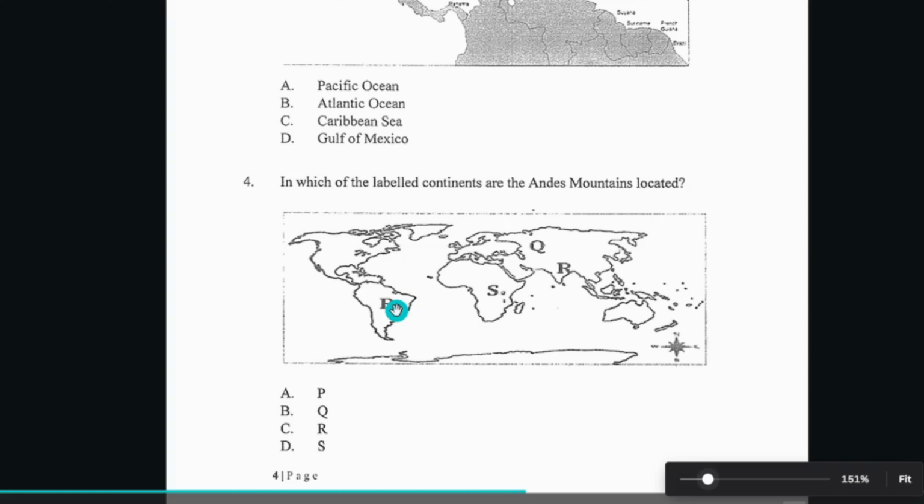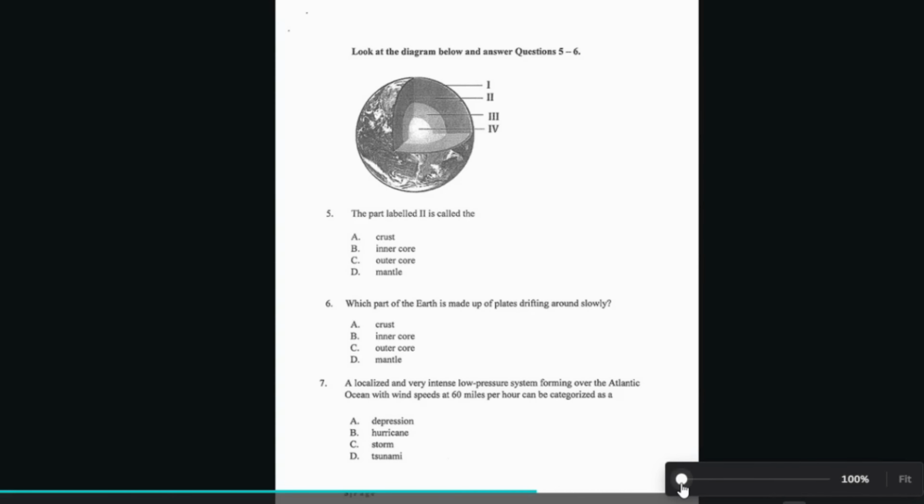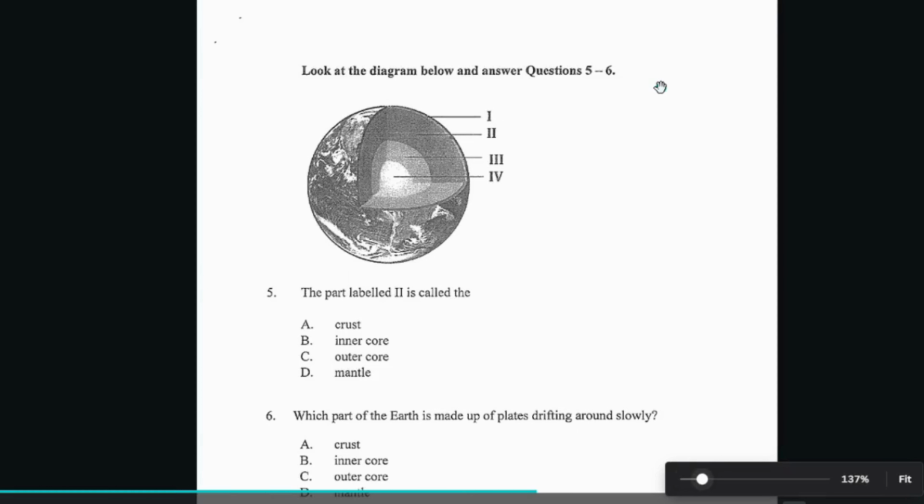Alright, number 5, we're doing a bit of earth science here. We're going to zoom in once more, so I want you guys to see properly. So look at the diagram below and answer questions 5 and 6. So this is just like how number 1 and 2 was. So this picture relates to questions 5 and 6. So question 5, the part labeled 2 is called, so that means you need to know the diagram of the earth. You need to know what is inside here, right?